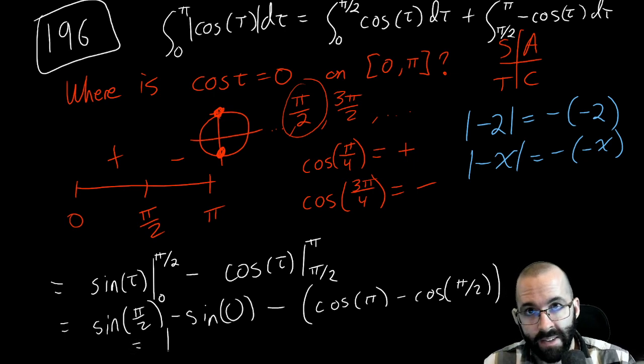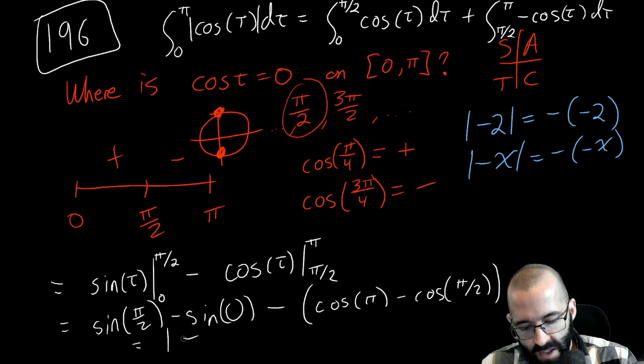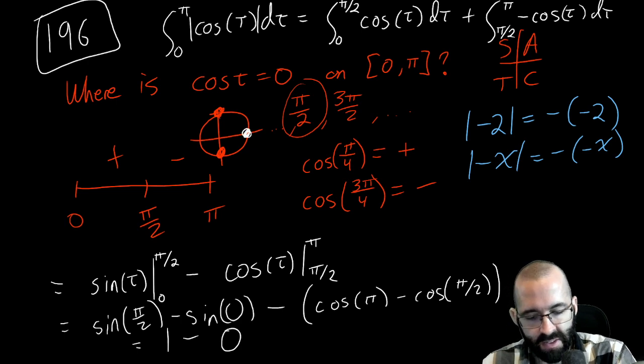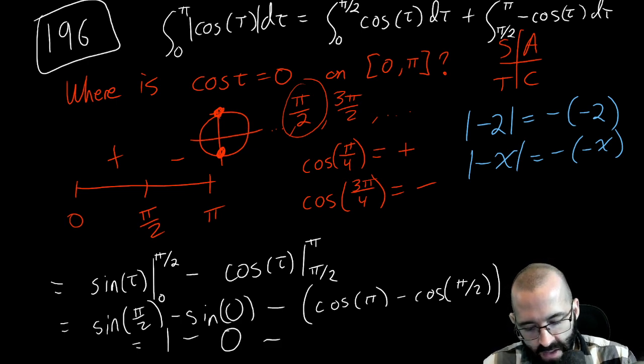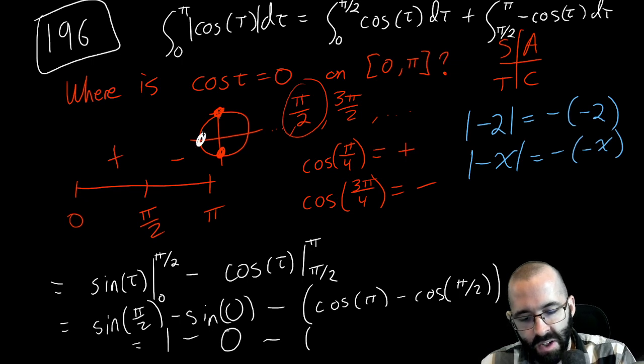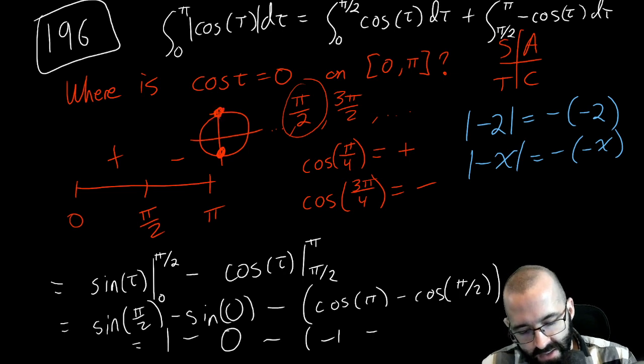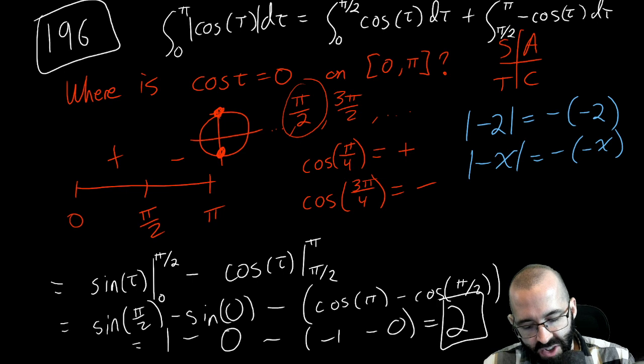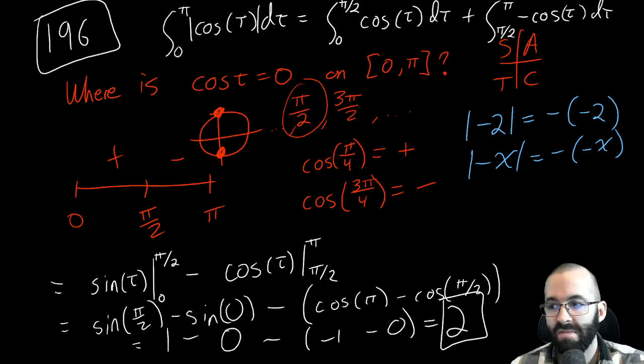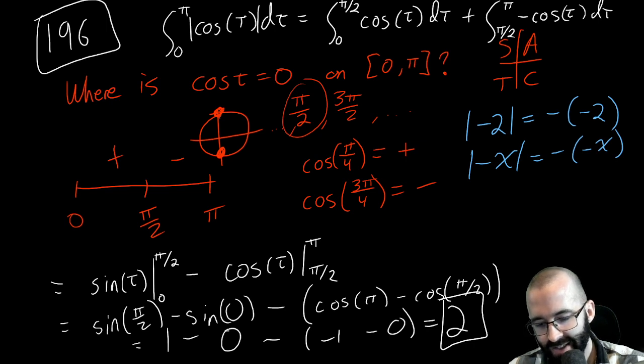So that's going to equal 1. The sine is the y coordinate on the unit circle, minus 0. The y coordinate is 0 at an angle of 0, minus cosine of pi. Cosine's the x coordinate, it's negative 1. Minus cosine of pi over 2, again, the x coordinate there is 0. And we get the total area is just 2. Interesting. Has nothing to do with pi at all. The area. Really nice how that works out. Nice number area.